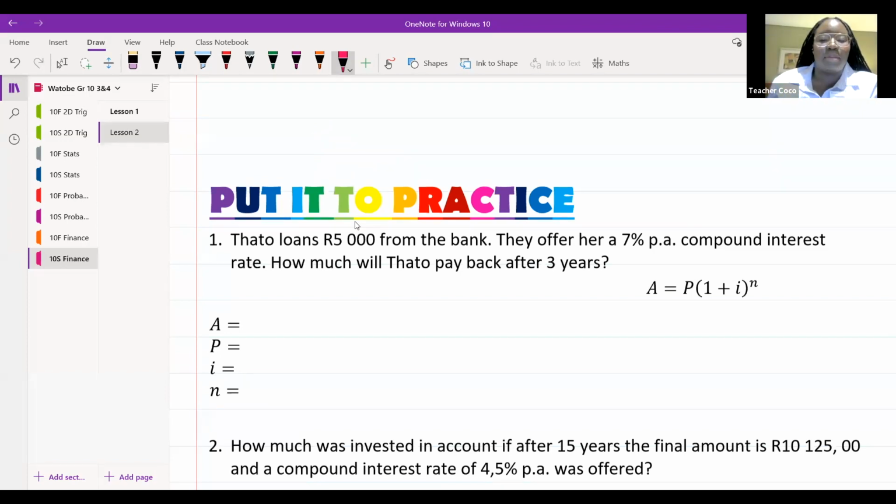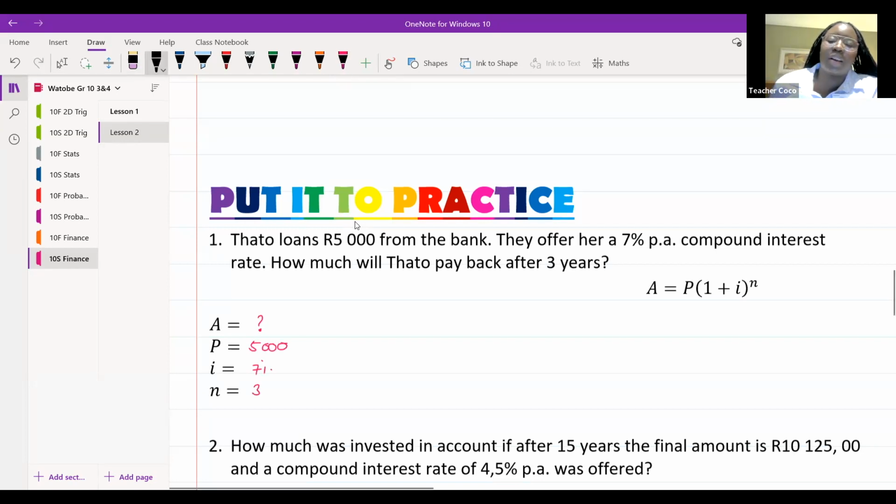What is our A value? It's 5,000. A is 5,000? Our accumulated amount is 5,000? Oh, not A. I thought you said P. But yes, 6,125. I agree with you, but let's actually put in the work before we get to the answer.